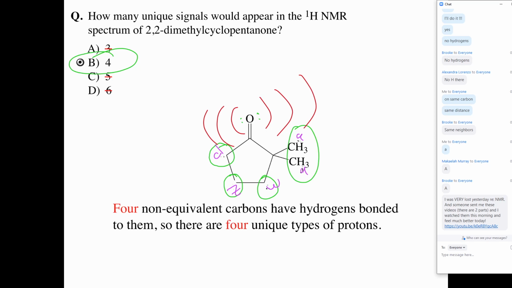Because technically, they're basically the same distance away. Are they the same distance? So let's consider. Here's the carbonyl carbon. This is 1 carbon away. These are 2 carbons away. I see. Okay. So it's like that. And yeah, that makes some sense.